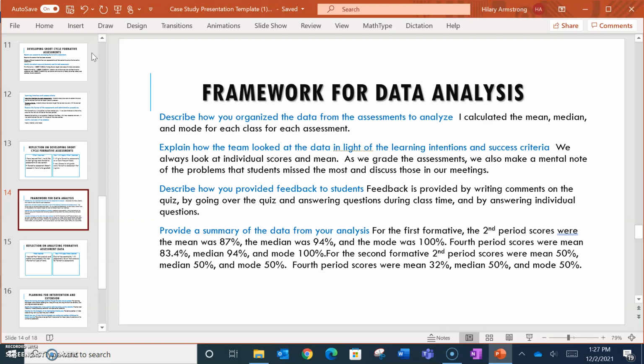So I calculated the mean, median, and mode for each period and each assessment. That's how the data was organized. And in our CCC team, it is a routine thing for us to look at the data that's collected, look at the students' individual scores, and look at the mean. And then as we're grading their quizzes and tests and everything else, we always kind of make a mental note of which ones students missed most. So it's kind of an informal item analysis that we're doing.